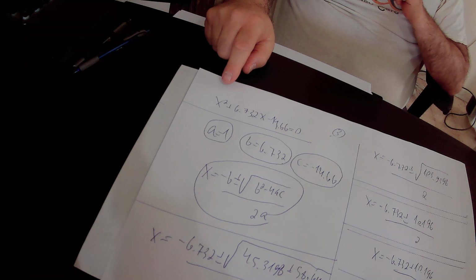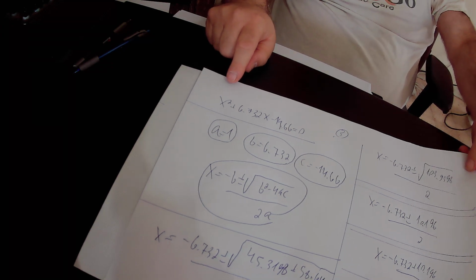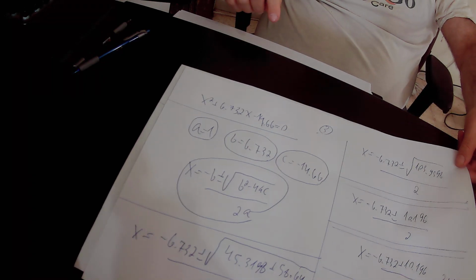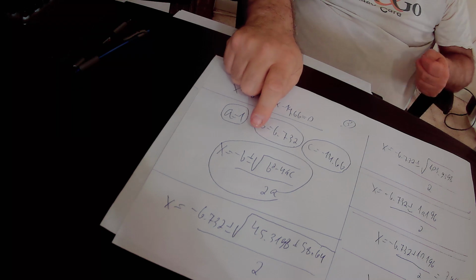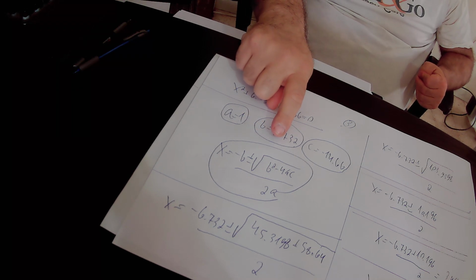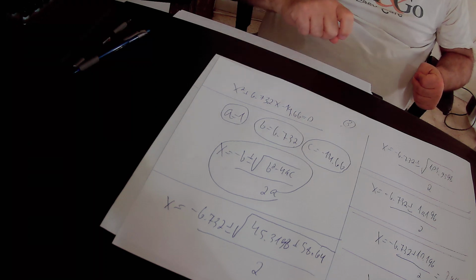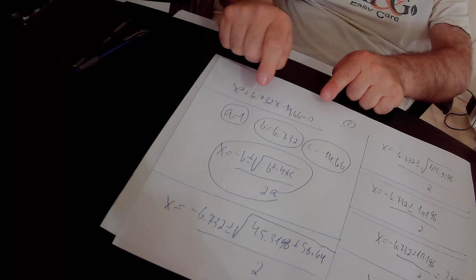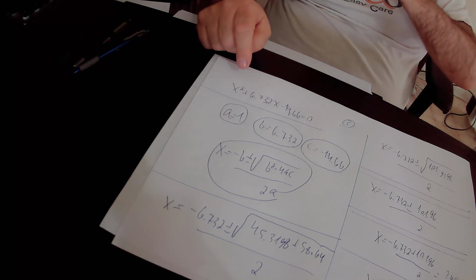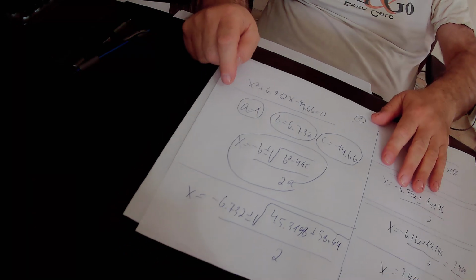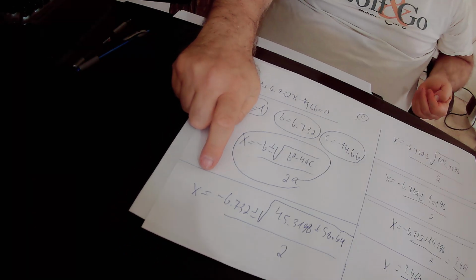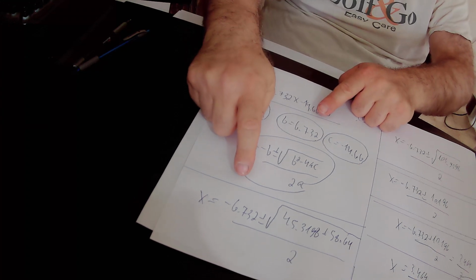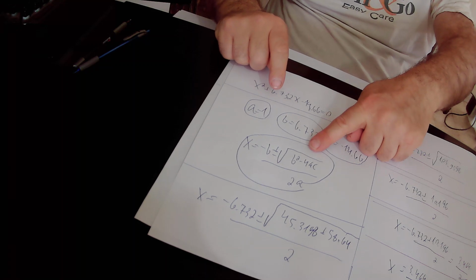I remind you that x in our quadratic equation is the radius of this circle. And the general formula for x is x equals minus b plus minus square root of b squared minus 4ac over 2a. So we put the values of a, b, and c from our specific quadratic equation in this general formula for x, and found the value of x. We did it here, and we found that x equals minus b. b is 6.732, therefore minus b is minus 6.732 plus minus square root of b squared.